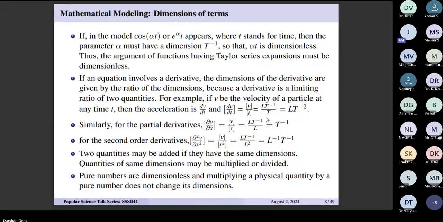Similarly, you can find the dimension of the partial derivative and the second derivative, like the second derivative del 2 v over del x square. It will be the dimension of v upon the dimension of x square. So it will be L^-1 T^-1.